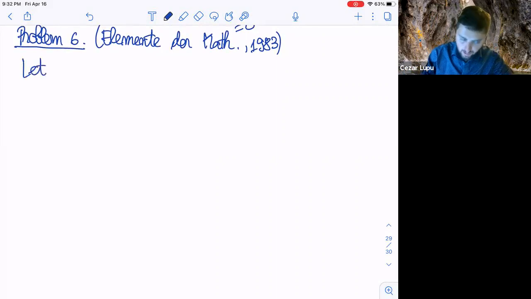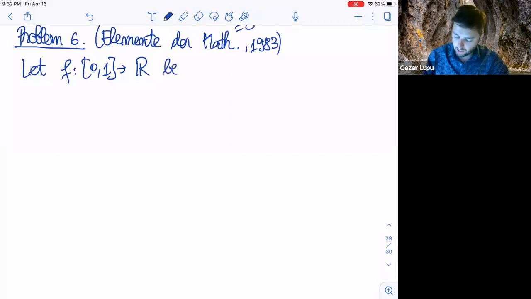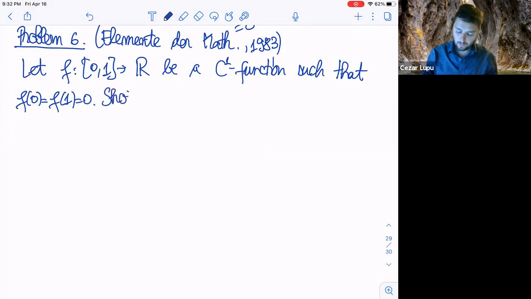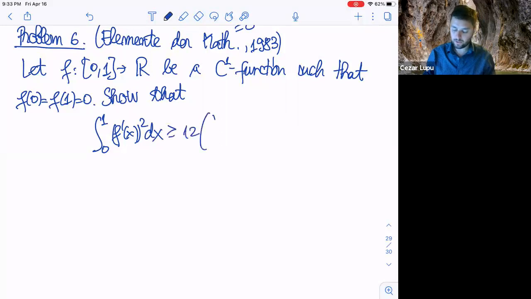So let f be a function from real value defined on 0, 1, so be a C1 function such that f of 0 is f of 1, and both of them are equal to 0. Show that the integral from 0 to 1 of f prime of x squared dx is greater or equal than 12 times the integral from 0 to 1 of f of x dx squared.